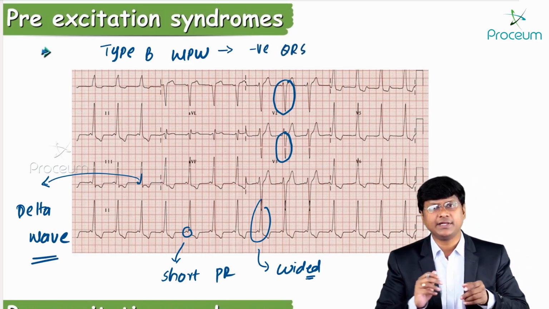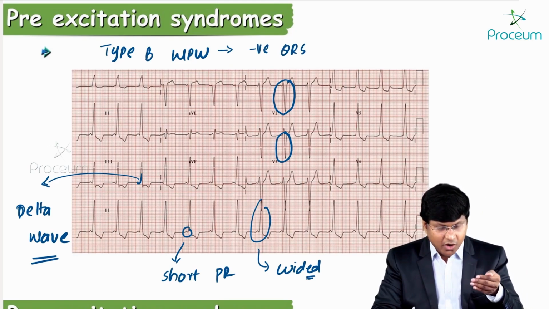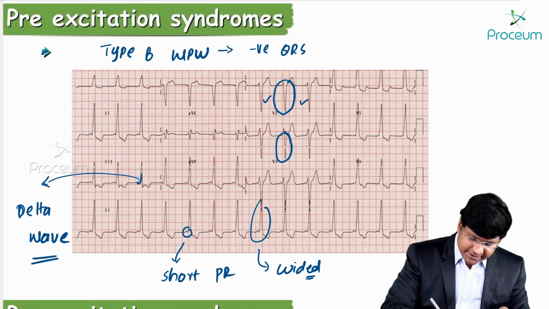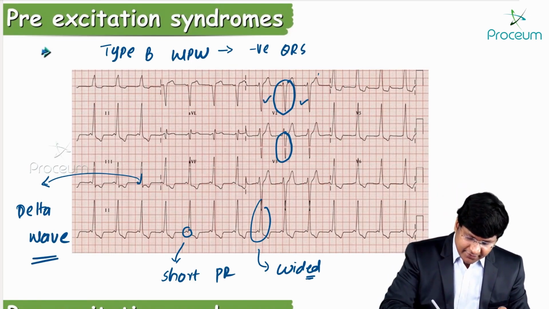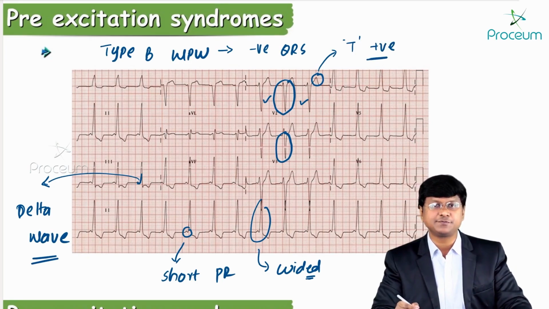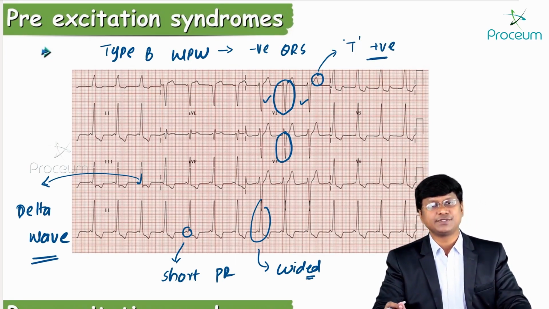Okay. Now what did I tell you? The T wave direction will be exactly opposite to that of the QRS complex. You see how is the QRS complex? It is negative. And how is your T wave? The T wave is positive. So that is your type B WPW syndrome.